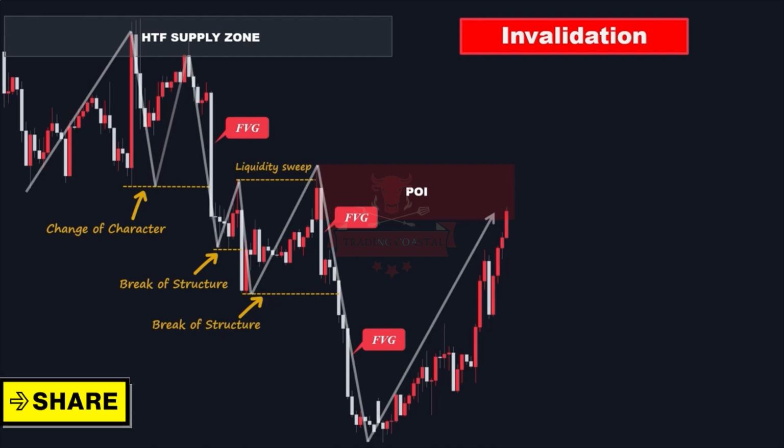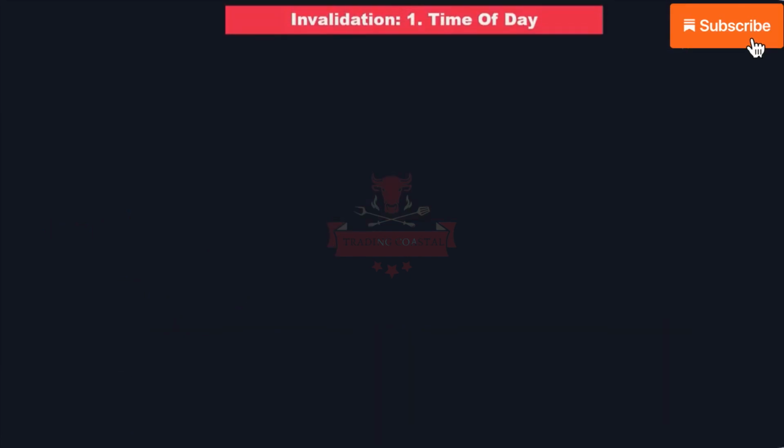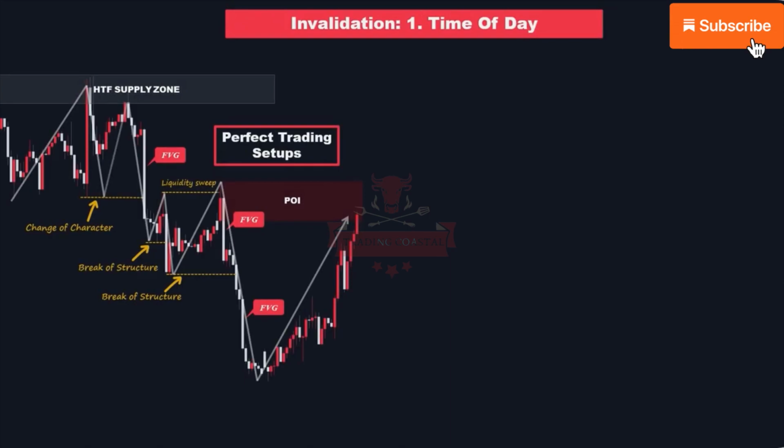If we identify any signs of invalidation, it's a clear signal not to enter the market. So what factors can cause the invalidation of a trade? The first and perhaps most critical factor to consider is the time of day.